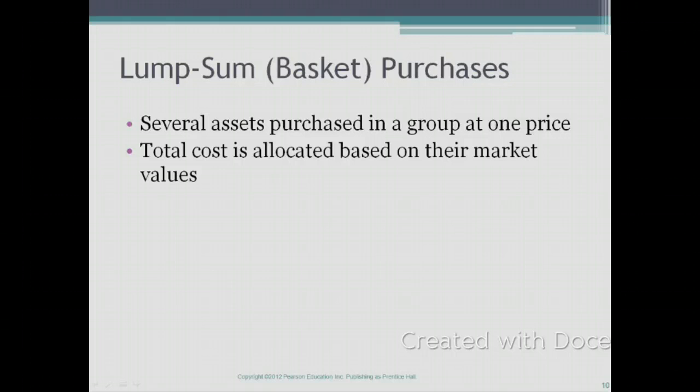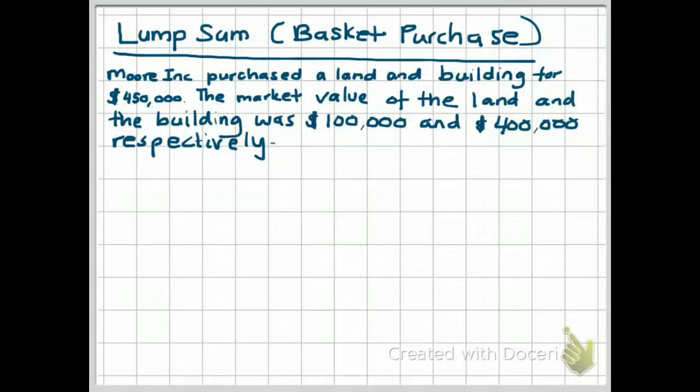To figure out how much each asset should be recorded in our books, we allocate the price that we paid for those assets based on the market value of each asset. We'll do an example next to illustrate this. Moore Inc. purchased a land and a building for $450,000. The market value of the land and the building was $100,000 and $400,000 respectively.